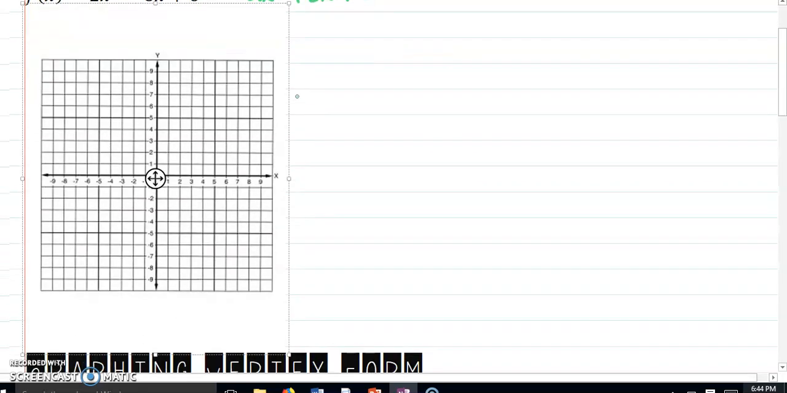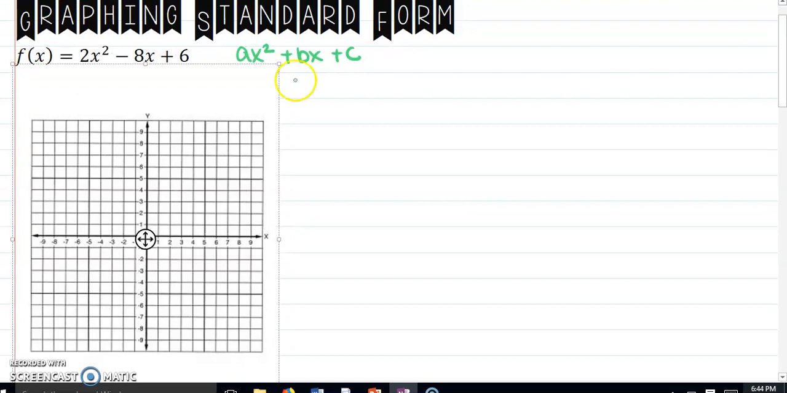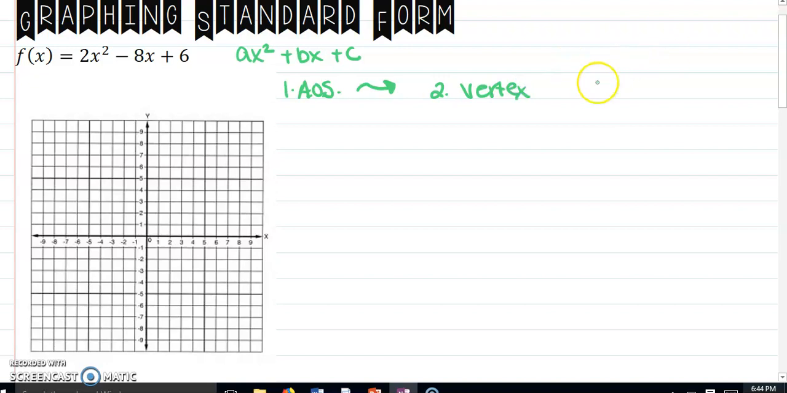So step one is that we always find the axis of symmetry, because when you find the axis of symmetry, it leads you to be able to go find the vertex. And once we find the vertex, we can make a function table where the vertex should always go in the middle.